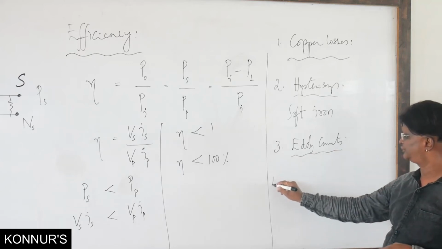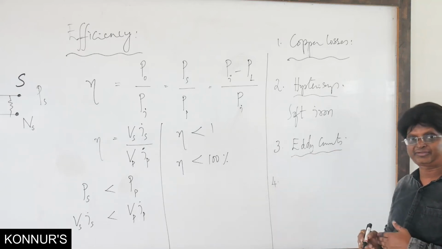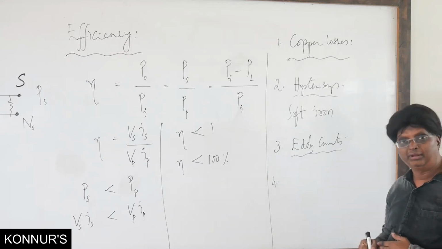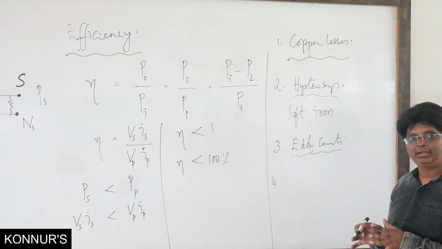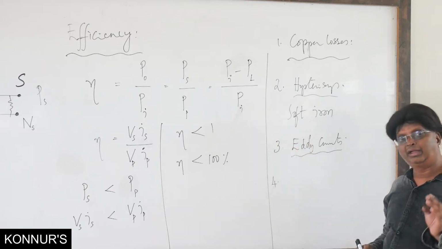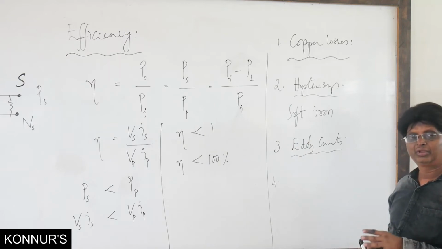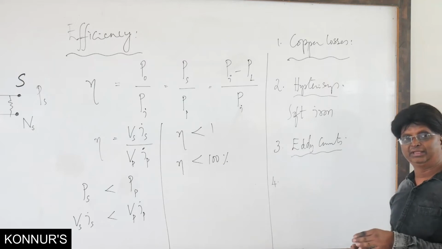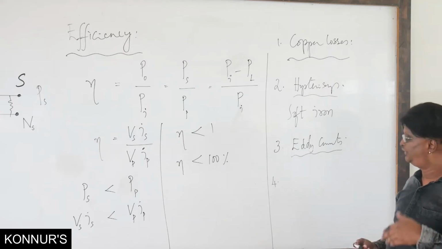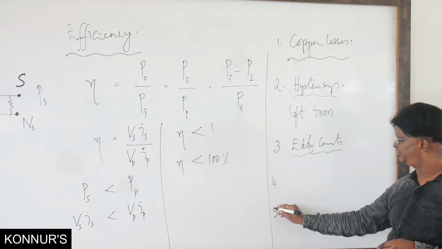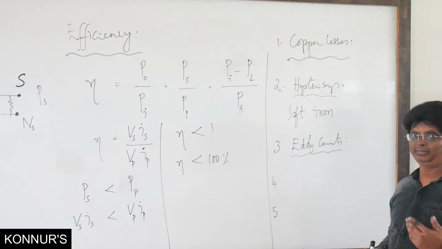And number four, flux leakage is also a possibility. As we mentioned earlier, whatever flux is produced by the primary should be 100% linked with the secondary, but for some reasons that flux linkage may not be 100%. So that is again a cause of loss of energy. And of course some trivial things can also be mentioned here, such as humming.